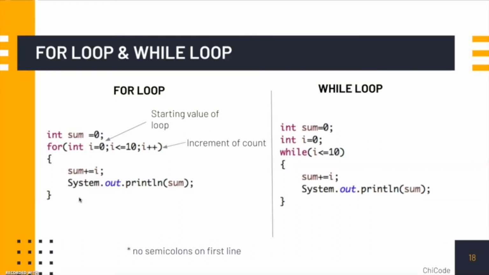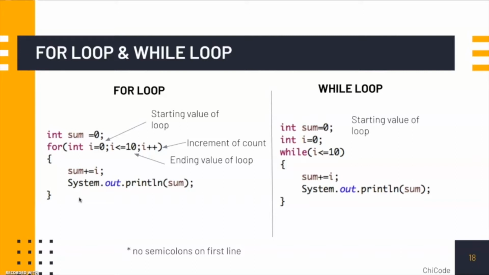Then we have an increment of the count. So every time Java loops through, it will increment the count. And then we have an ending value of the loop. If i does not meet the condition of being less than or equal to 10, we will exit out of the loop. So here you can see that all three conditions are met. We have an increment, we have established our variable, and we have a condition.